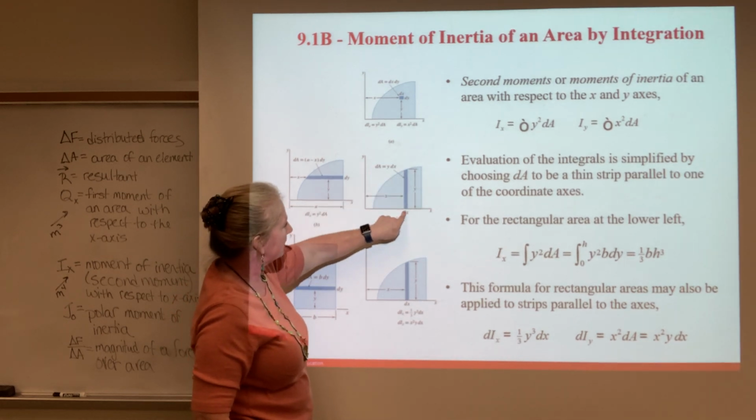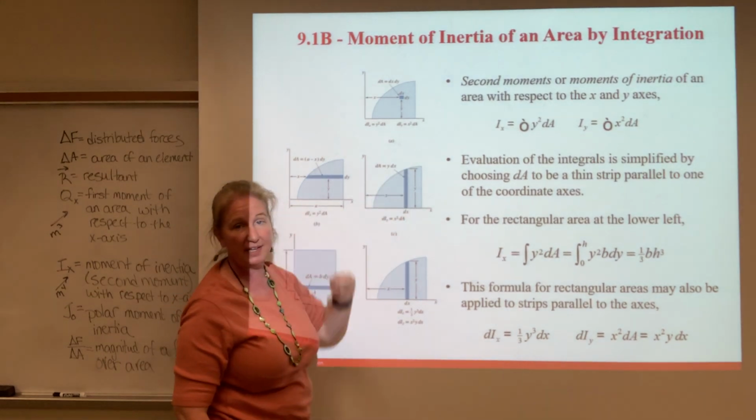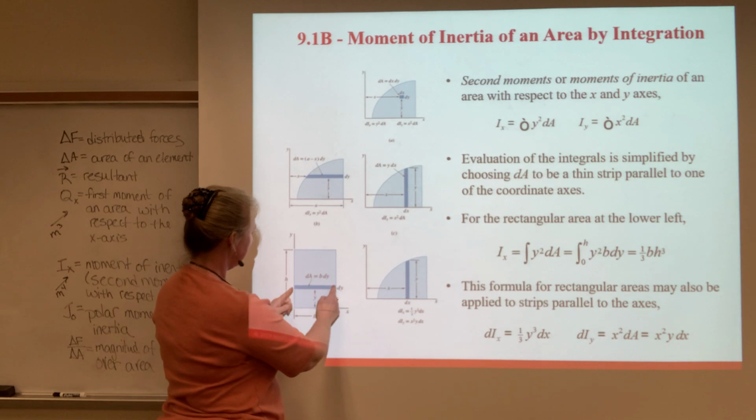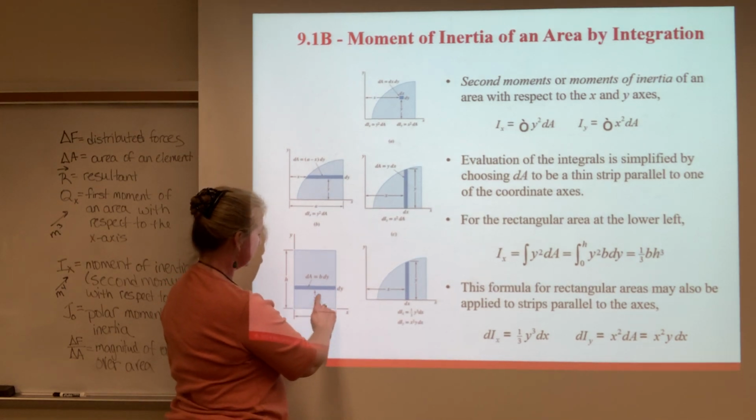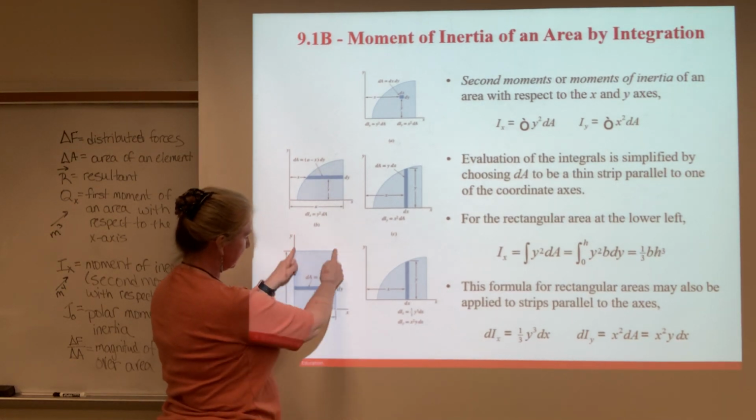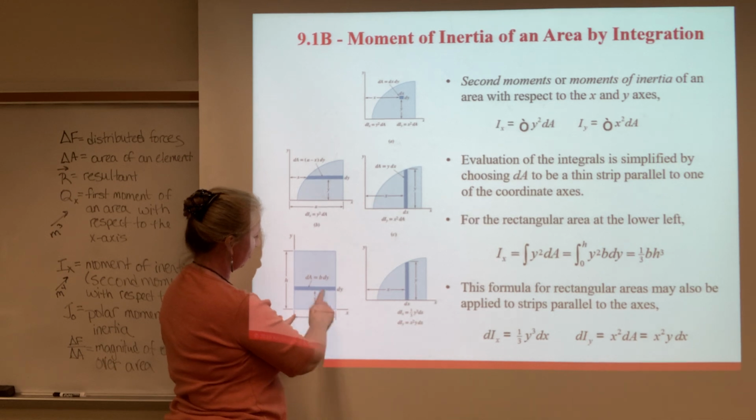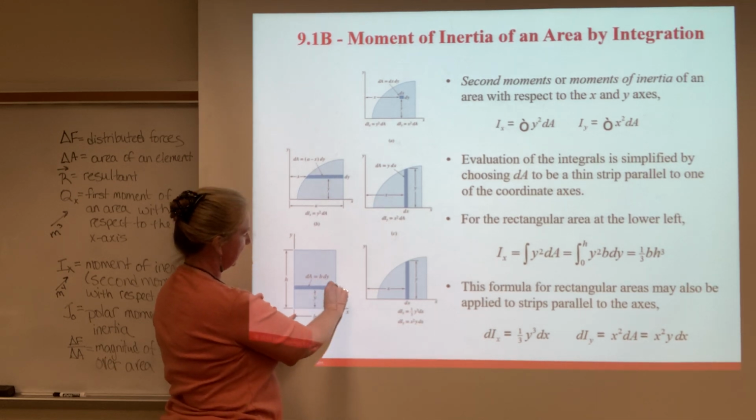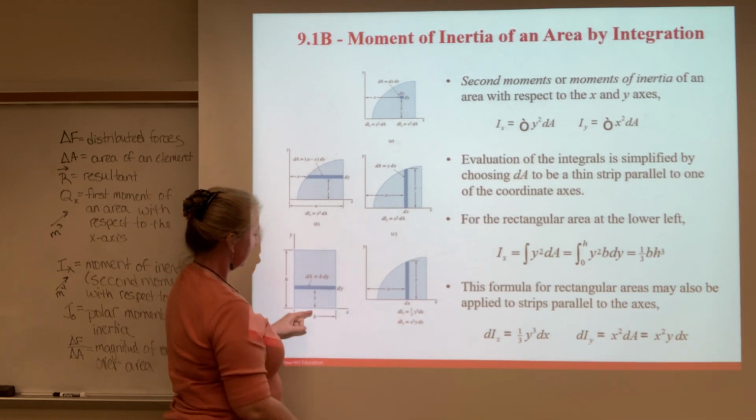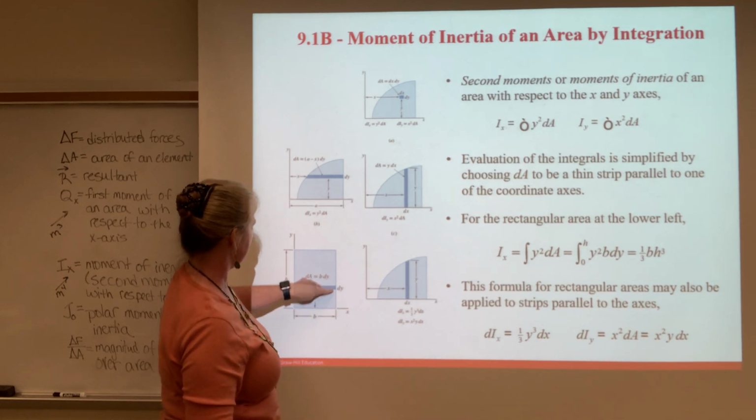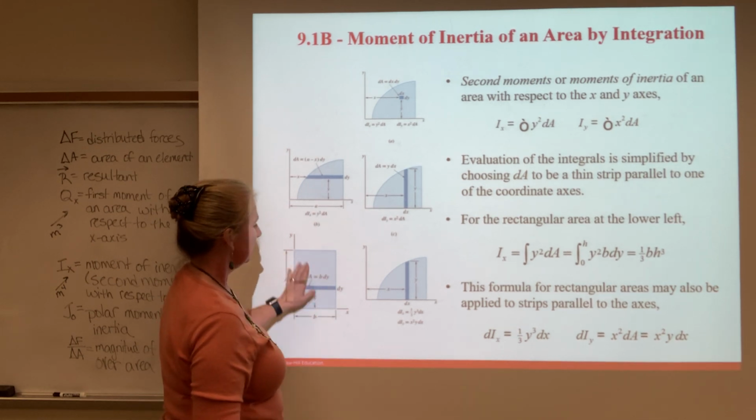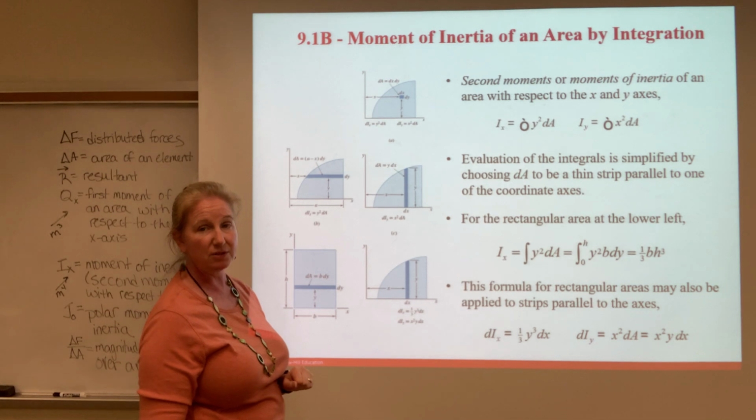This area is dx times whatever the height is. This area, because this is a rectangle, is always going to be b, and then it's dy. The nice thing about this is a nice well-behaved rectangle. I probably wouldn't have to integrate there. I could probably do that algebraically.